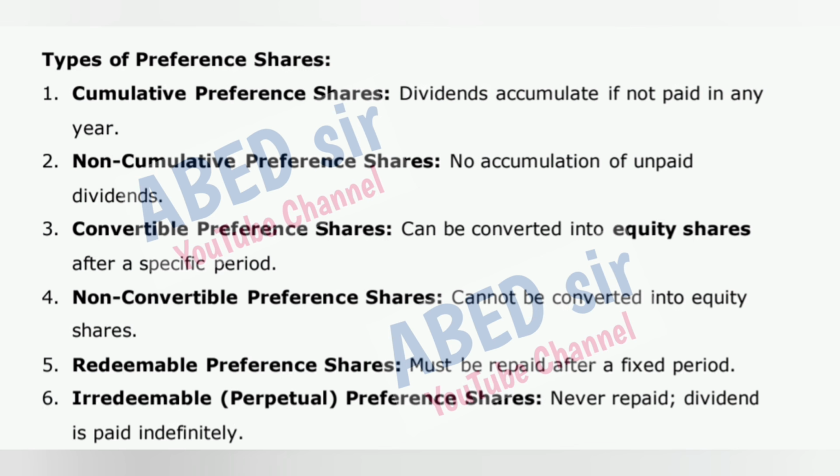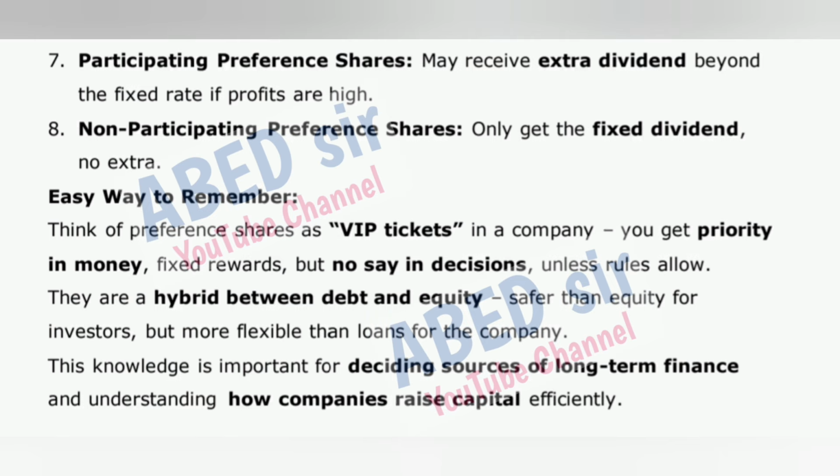5. Redeemable preference shares must be repaid after a fixed period. 6. Irredeemable, perpetual, preference shares are never repaid, and dividend is paid indefinitely. 7. Participating preference shares may receive extra dividend beyond the fixed rate if profits are high. 8. Non-participating preference shares only get the fixed dividend, no extra.